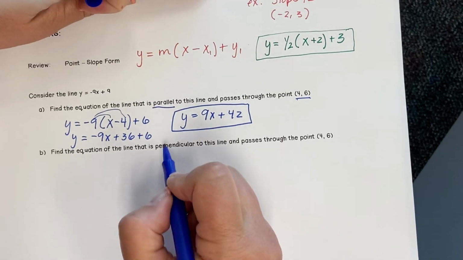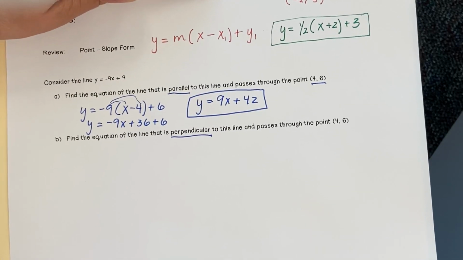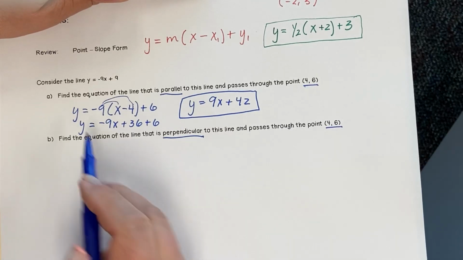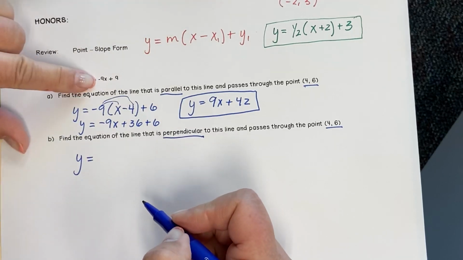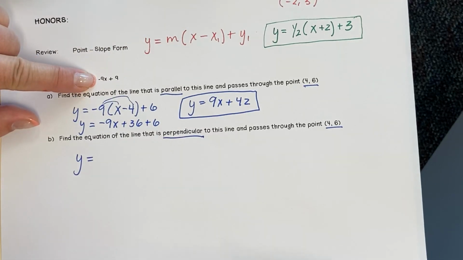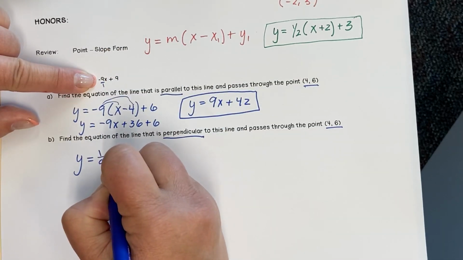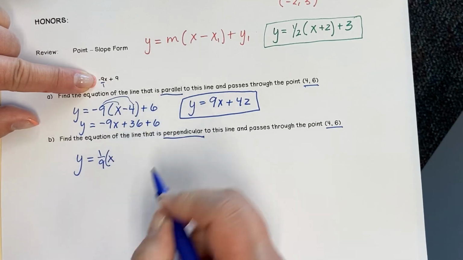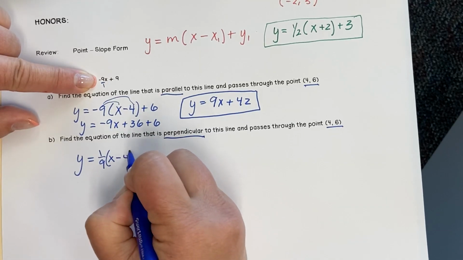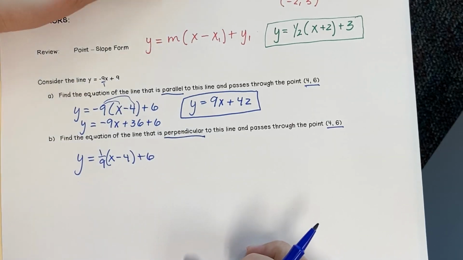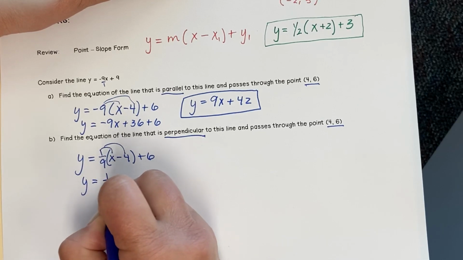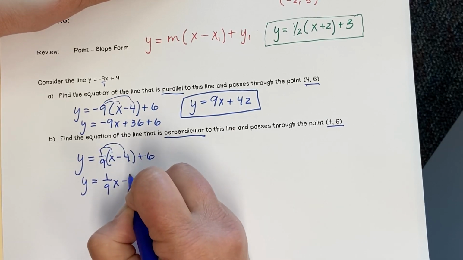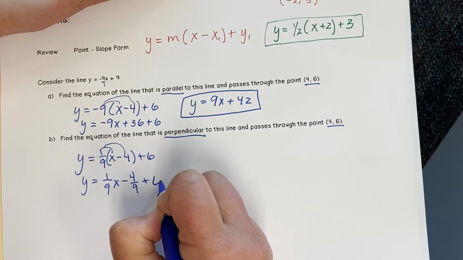Okay, so let's do one that's perpendicular instead of parallel. Same points, same beginning equation. So y equals an opposite inverse slope. Instead of negative, you want a positive, and then you need to flip it. So 1/9, parenthesis, x minus 4 plus 6. Distribute. Y equals 1/9x minus 4/9 plus 6.